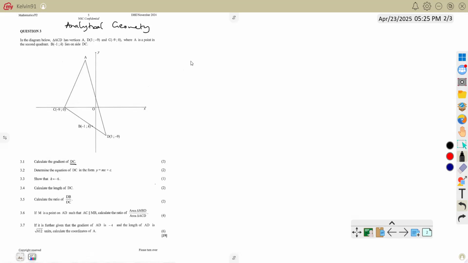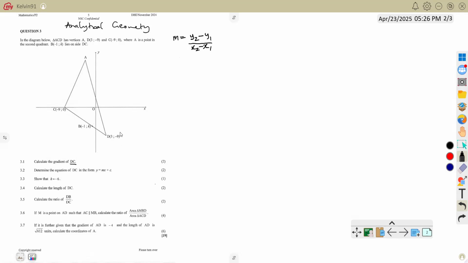So you have to go to the formula sheet. From the formula sheet, you extract the formula for gradient. So the formula for gradient from the formula sheet is saying m equal to (y2 minus y1) over (x2 minus x1), whereby here we are having the coordinates of D and we have the coordinates of C.